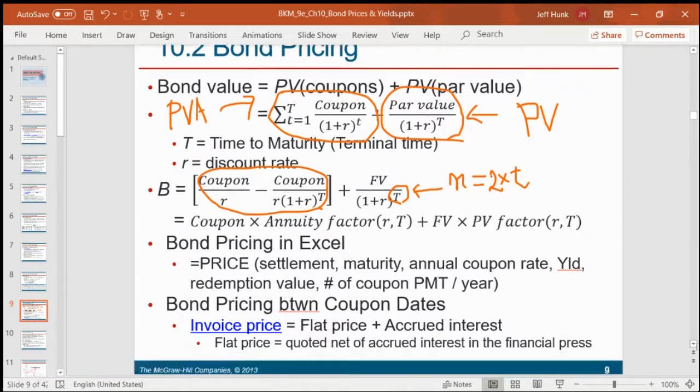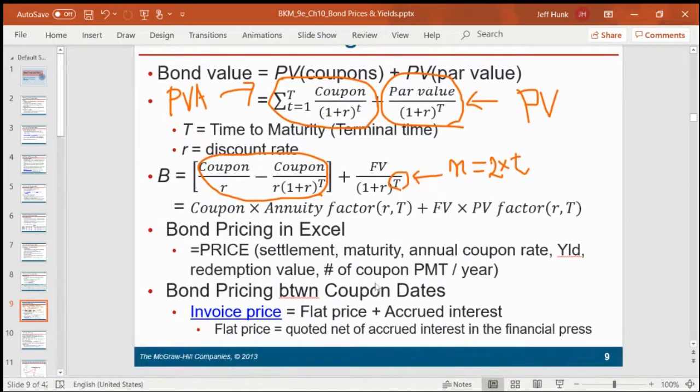Anyway, we can do it. We will do it in Excel in two ways. We did it also exactly like this in Finance 100.